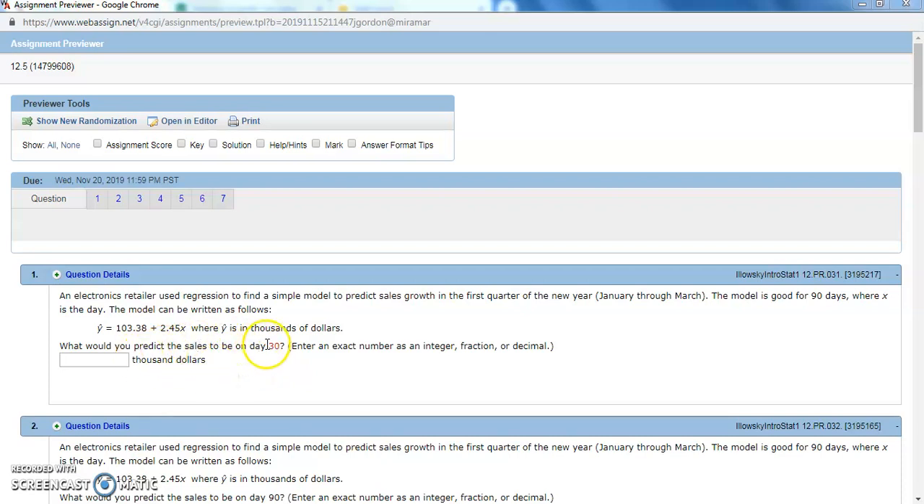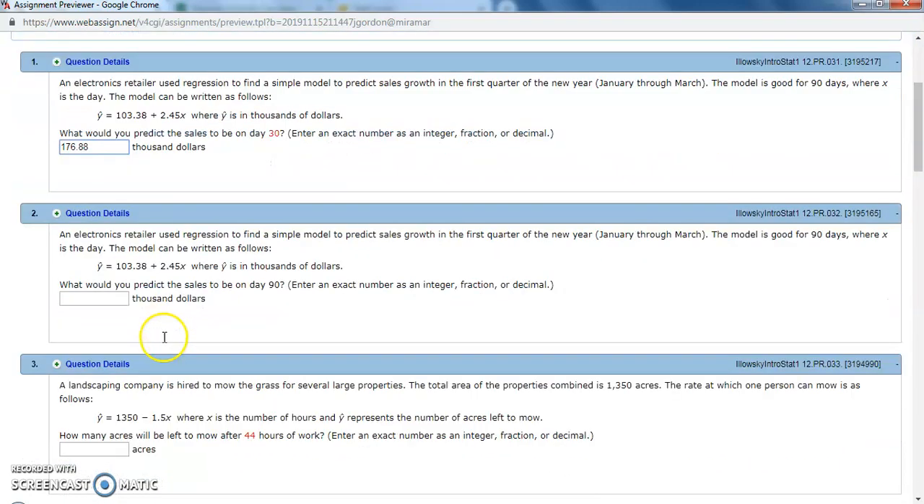So how would you predict the sales to be on day 30? X is the day, so you're going to plug 30 in for X into your calculator. You have 103.38 plus 2.45, and then instead of writing the X, you write 30, and you get 176.88. It wants an exact answer, so you want to put all the decimals.